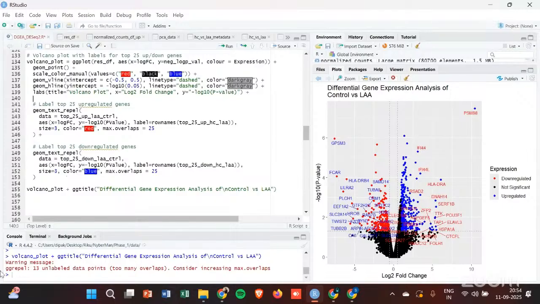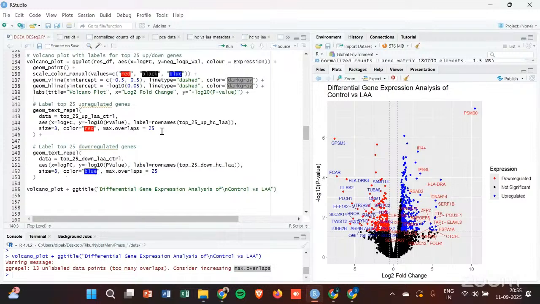As a matter of fact, when you plot it, you get a warning message as well: 13 unlabeled data points. That means out of the ones that I wanted to label, 13 of them have been left unlabeled. The plot has just not labeled them. Why? Because there were too many overlaps, and if I have too many overlaps, I won't be able to read, right? If this overlapped with this, how will I read? That is what this means. Okay, sir. Thank you.